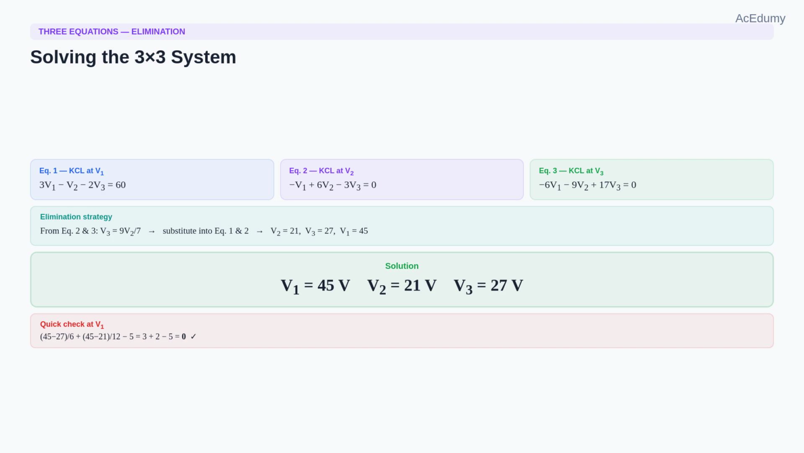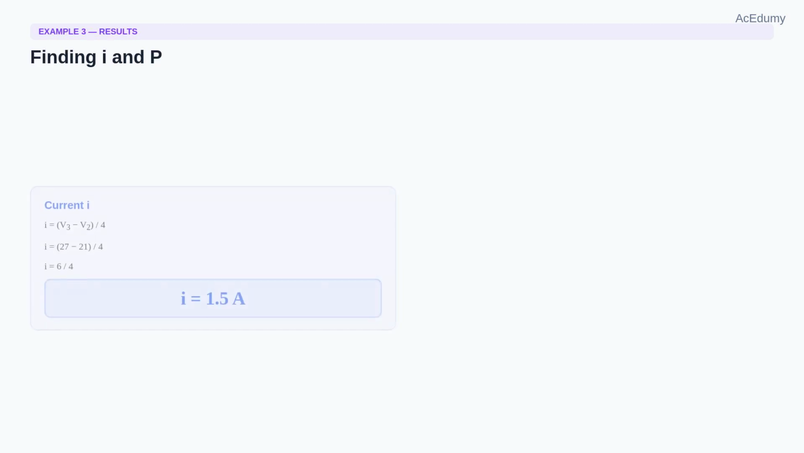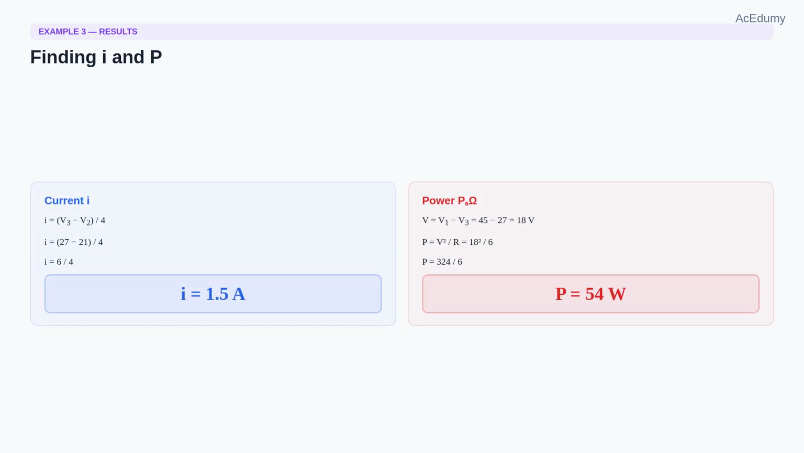Quick verify at V1. 45 minus 27 over 6 is 3 amperes. 45 minus 21 over 12 is 2 amperes. 3 plus 2 equals 5, matching the 5 ampere source. Correct. Now for the two quantities the question asks.